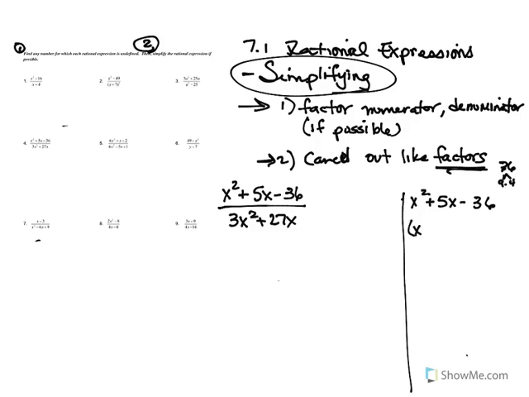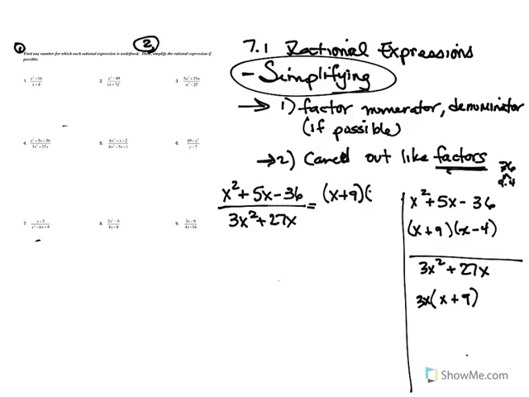9 and 4. So x plus 9, x minus 4. You should have as much space as you need to do your factoring process, however you do your factoring process. And then my denominator has a GCF of 3x. So I get x plus 9. So nothing can factor. They can't factor anymore.